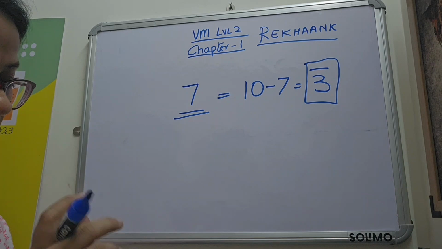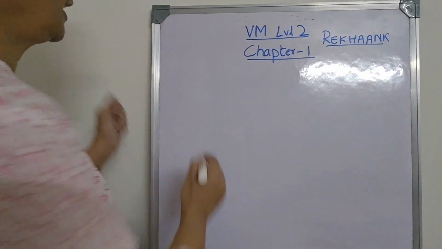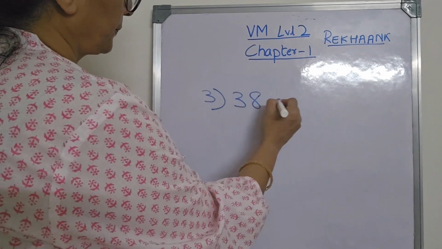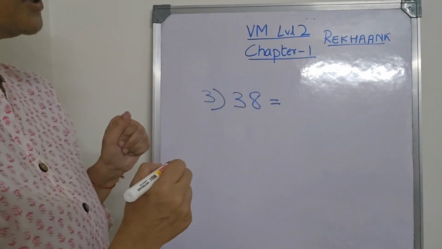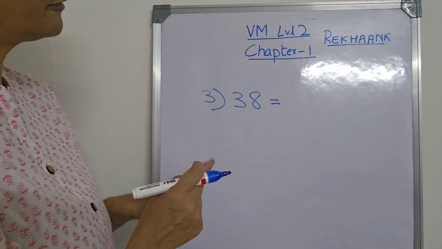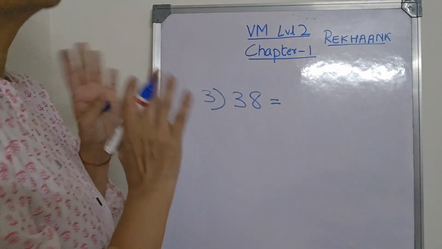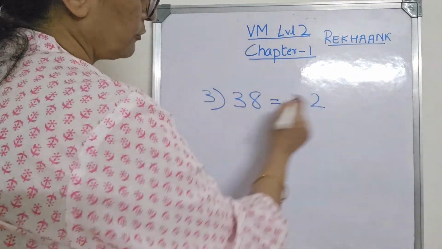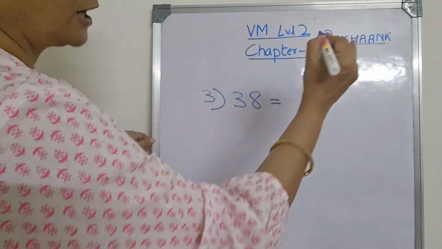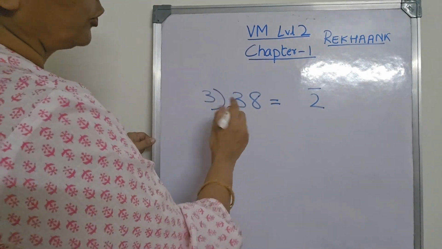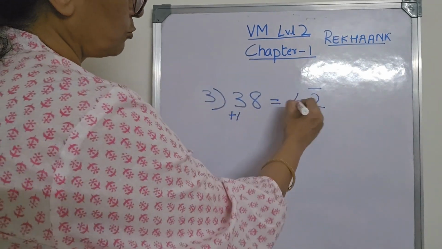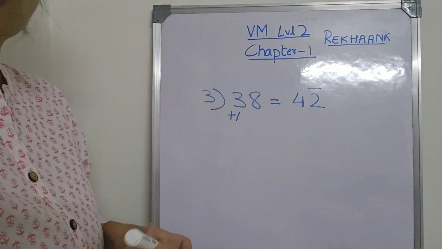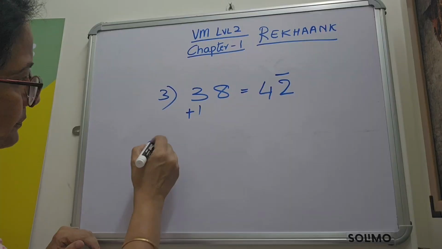Alright. So let us see how we are going to do this. Let us now take up sum number 3, which is 38. How are we going to convert this to a Rekhank number? First, we are going to identify all the numbers which are greater than 5. So 8 is greater than 5. I am going to write the tens complement of this, which is 2, and put the Rekha on top of it. And I am going to add 1 to this to make this into 4. So the Rekhank of 38 will be 4 and 2 with a Rekhank.